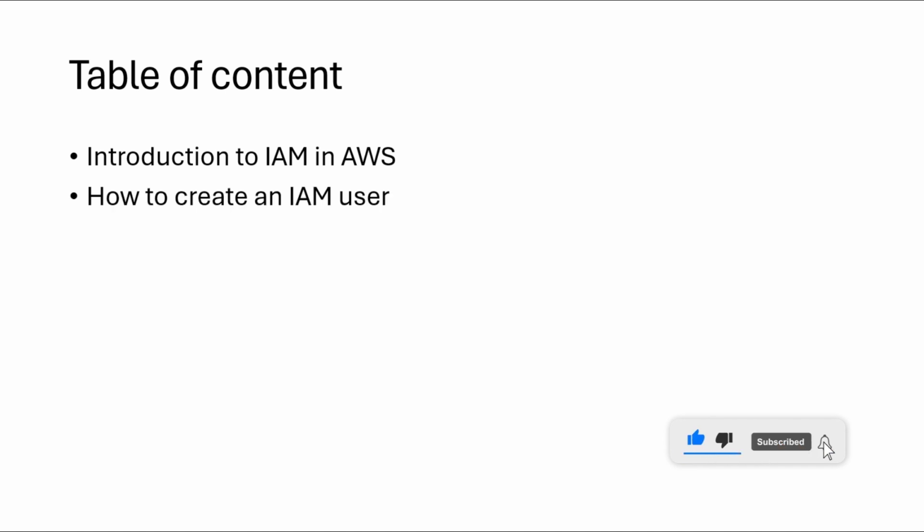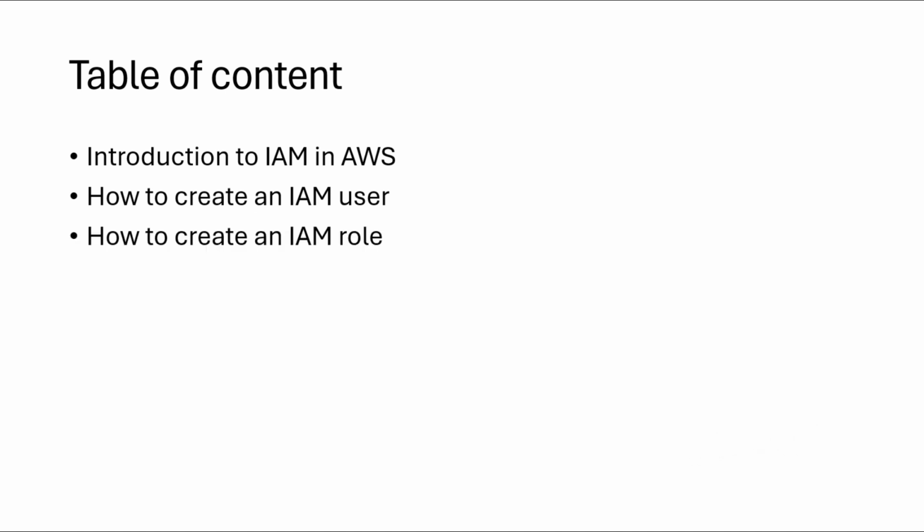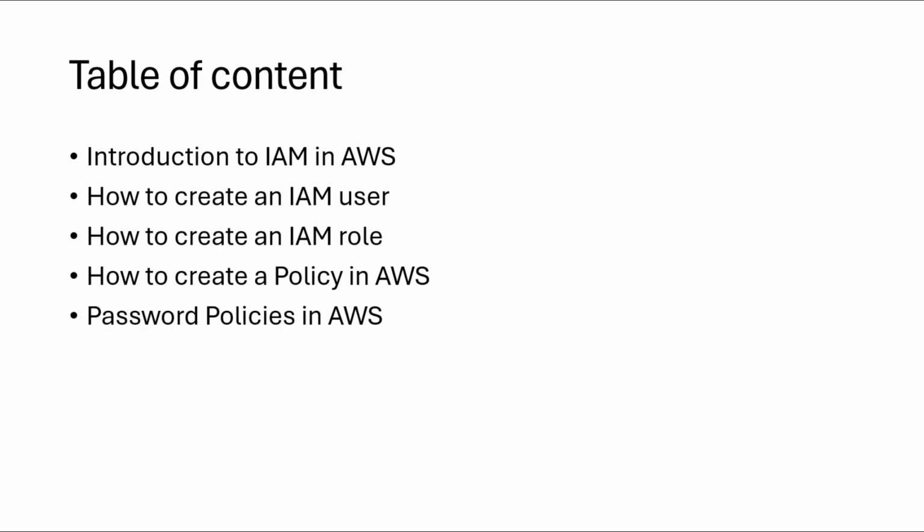Next, I will talk about how you can create an IAM user. After that, I will talk about how to create an IAM role in AWS. Next, we will talk about the various types of policies which are available in AWS and how you can create one. Next, we are going to talk about how to create password policies in AWS. Next, I am going to talk about how to get programmatic access using access keys in AWS.